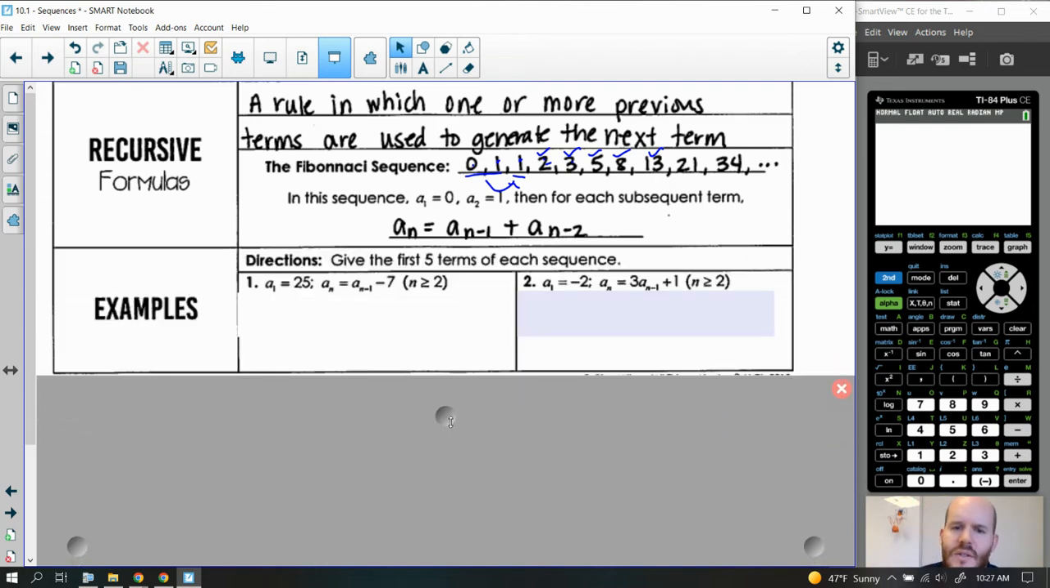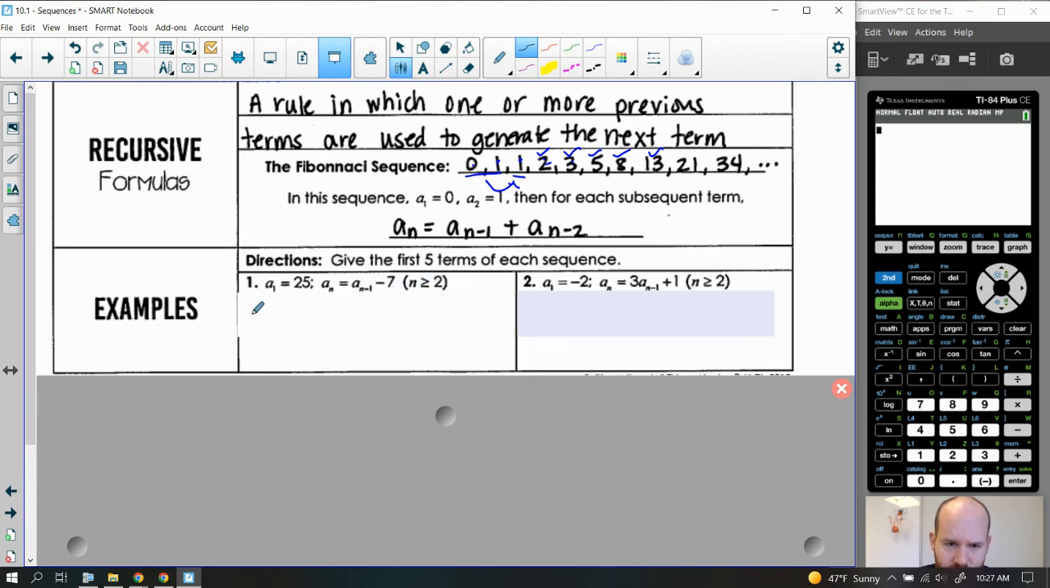I want to give the first 5 terms of each sequence. So I'm going to do one with you, and then I'm going to have you do one on your own. So here the first term is 25, and each subsequent term is defined as the previous term minus 7 for every value bigger than 2.